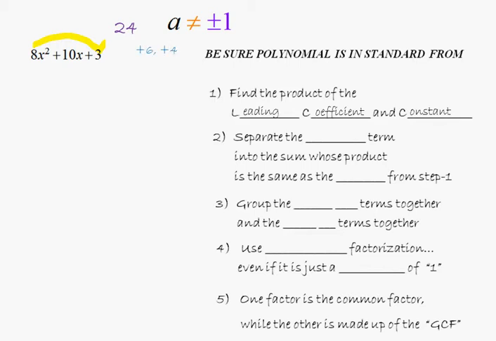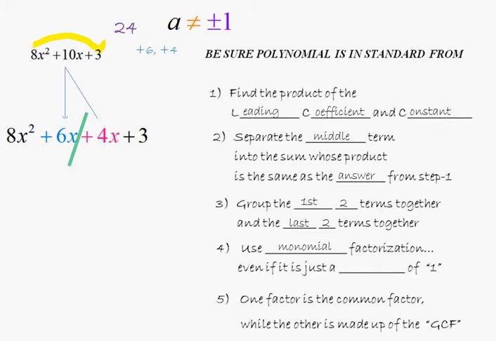So we separate the middle term into the sum whose product is the same as the answer from the first step. Again, what two numbers multiply to give us 24 and add to give us 10? Then when we separate that middle term, it becomes 6x and 4x. The 8x squared and the 3 copy down. Now we have a polynomial of 4 terms. We want to group the first two terms together and the last two terms together. We take the positive with the 4x in between.